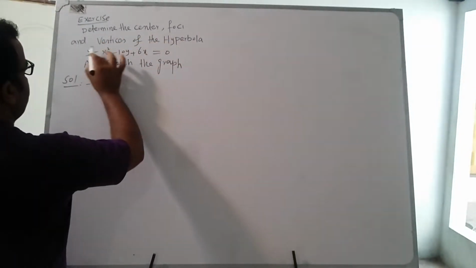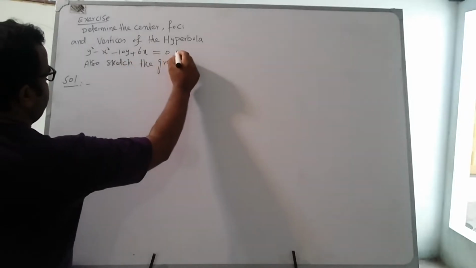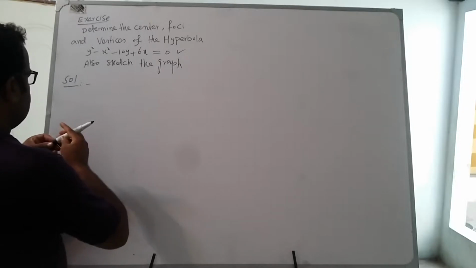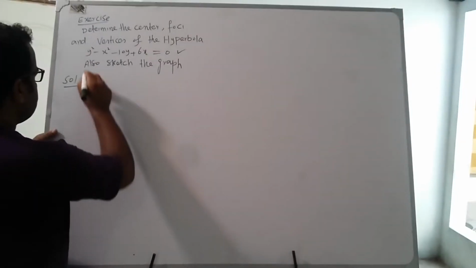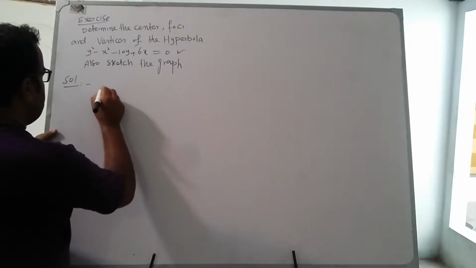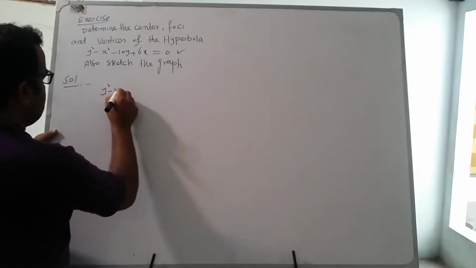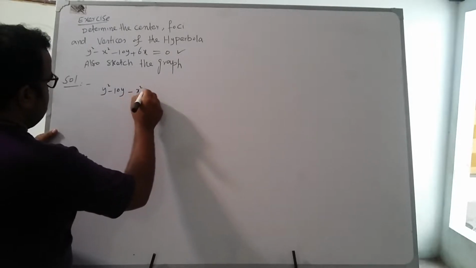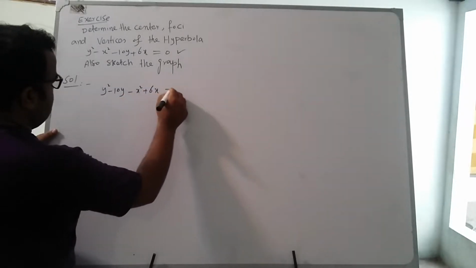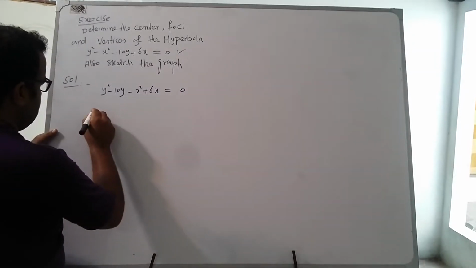Determine the center, foci and vertices of the hyperbola. Dear students, this is an equation of the hyperbola. We want to find the center, foci and vertices. So first of all, we will convert it into standard form. Here y square minus 10y minus x square plus 6x is equal to 0.